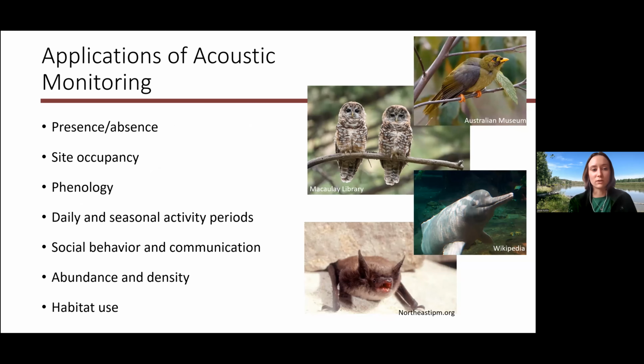So there's a lot of different ways in which this has been used, some of them being presence absence, site occupancy, and phenology. For instance, with monitoring spotted owls, you can tell the differences in calls between male and female owls. And if you have multiple male and female calls on several nights in a row, you can be pretty confident that there's a breeding pair there, which is pretty cool.